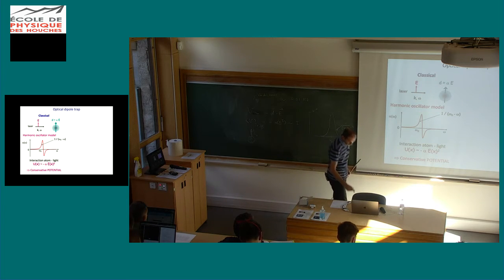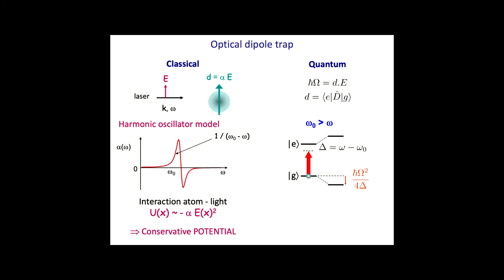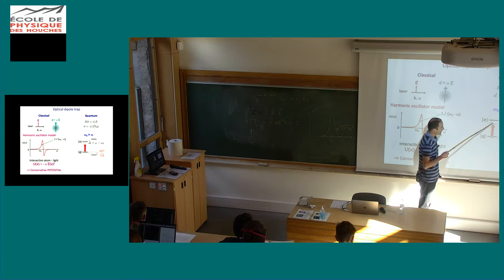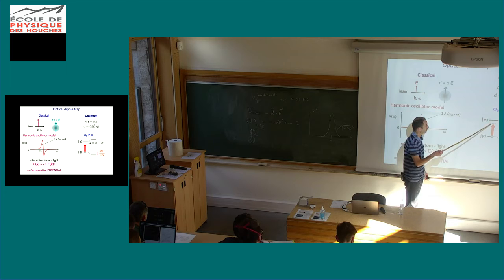Well, this is the first argument. So now what we need to do if we want to have a potential, we need to shape the light field so that the intensity varies in space. Okay, so that's what you need to do. The second type of argument now is completely quantum. Just take a two-level system, shine light on this two-level system, detuned to the red, for example, in this case, with respect to the transition.